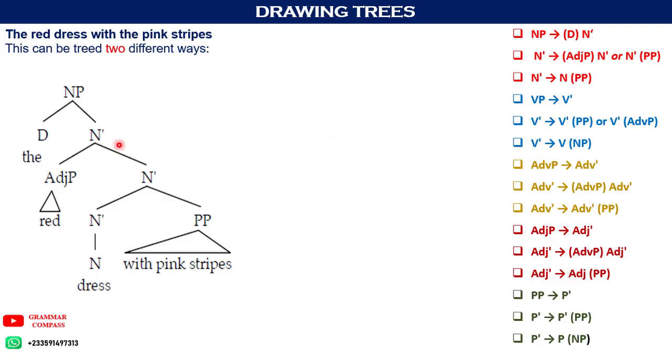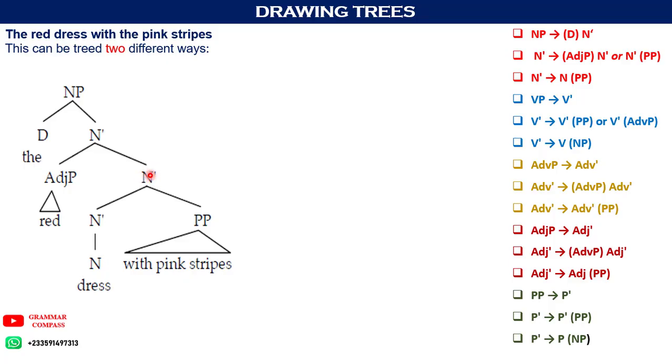So from here, we move on to first attach our first adjunct, that is red, AdjP. So AdjP, that is the adjective phrase red, you can break it down. It will move to an Adj bar and then to an Adj, then you write your red. This AdjP will be a sister to an N bar because it is an adjunct. So don't forget the adjunct rules.